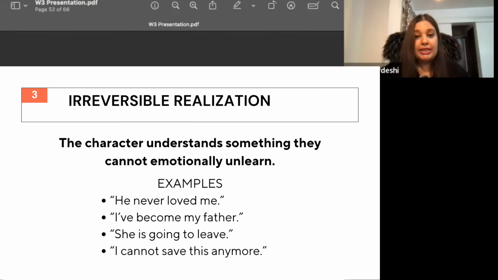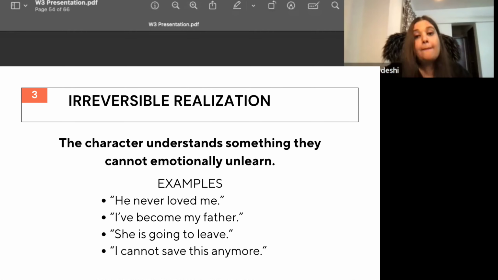Element number 3: irreversible realization. The character understands something they cannot emotionally unlearn. For example, he never loved me. I've become my father. She is going to leave. I cannot save this anymore. These moments become emotionally powerful because they permanently alter the character internally. The plot may continue, but emotionally something irreversible has shifted, and readers love these irreversible shifts.